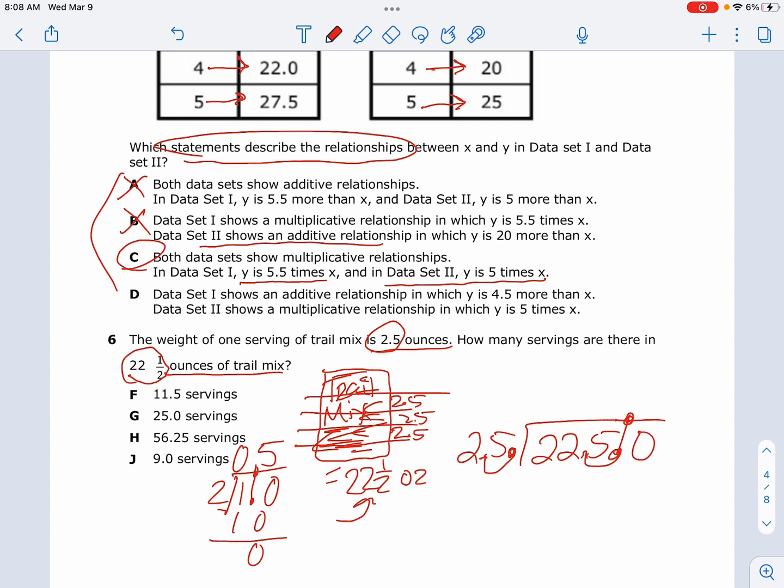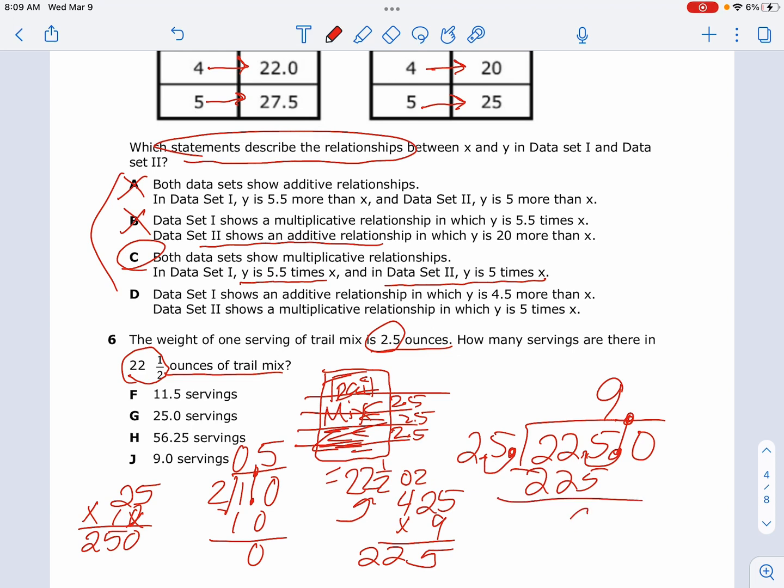Now how many times does 25 go into 225? Well, let's do 25 times 10. I get 250, so that's too big. So let's go 1 down from 10. Let's try 9. So 25 times 9, that is 45. Carry my 4. 18 plus 4 is 22. So that is 225. Subtract. That is 0. So 9 is my answer. There's 9 servings.